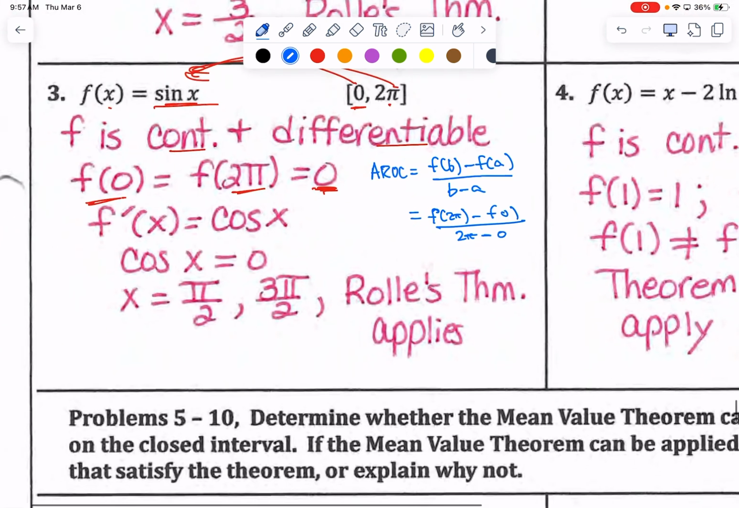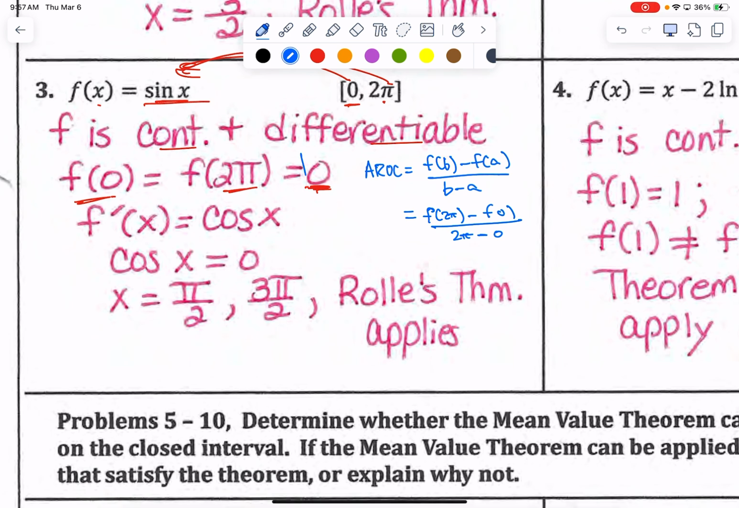F of 2 pi, it doesn't even matter. Once I show these are equal, it doesn't matter what they equal because you're going to subtract the same value on top. And if you subtract the same value on top, you're always going to get 0. And 0 divided by anything is what? 0. So that's how we know the AROC ends up being 0. So then all I have to do is take the derivative, set equal to 0, and then reverse unit circle.